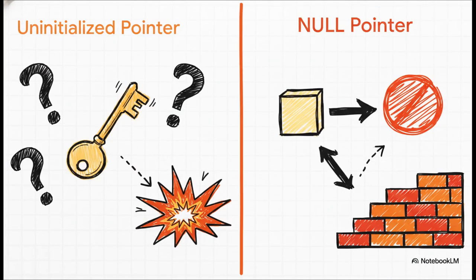Now, as they say, with great power comes great responsibility. The number one biggest mistake people make is trying to use a pointer before they've given it a valid address to point to. That's like having a key, but no idea which mailbox it goes to. If you try to use it, you're just going to cause chaos, or more likely, your program is just going to crash. So rule number 1, always make sure your pointers are pointing to a valid spot in memory before you try to use them.